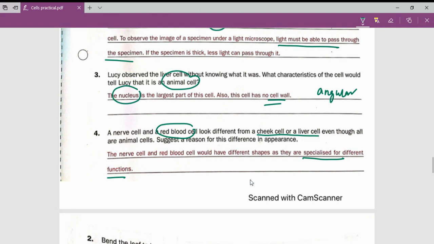Okay, because the purpose of a red blood cell is to transport oxygen to the rest of the parts of the body, so the shape has to be such. Okay, so we are increasing the surface area for oxygen to cling on. So probably that is why the shape, the appearance, looks different from the normal cheek or liver cell.